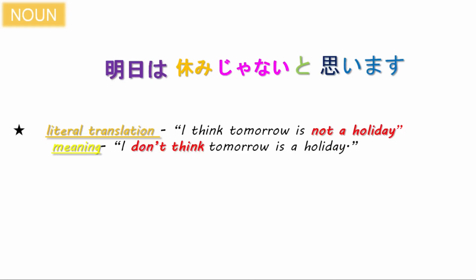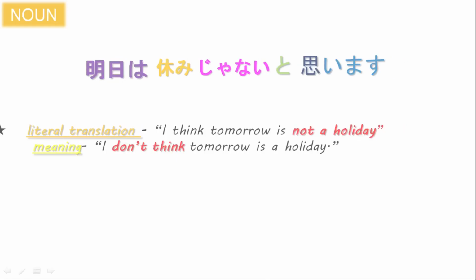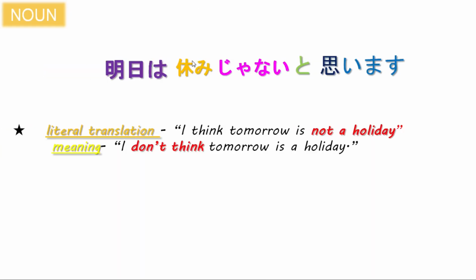Before we start with the next example, let me just tell you one thing. I'm sure you'll be surprised to hear this. Though this sentence literally translates to I think tomorrow is not a holiday, so you're making the noun holiday into its negative tense, right? So not a holiday. Fine, this is the literal translation. But the meaning that is coming out of it still means I don't think tomorrow is a holiday. Are you getting the difference? Though you have made holiday into negative, the meaning suggests that you have made omoimasu into negative.